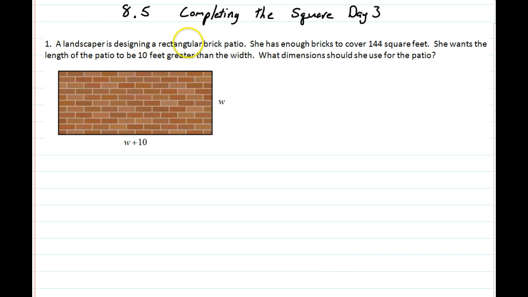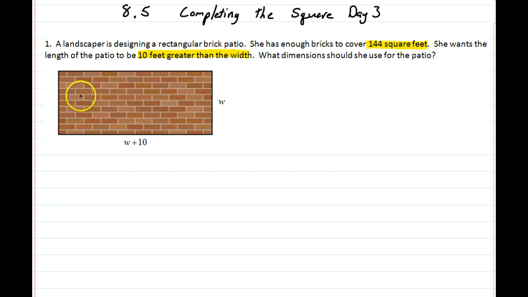Alright, so we're going to complete the square today, and we're just going to use word problems to set up the equation. It says, a landscaper is designing a rectangular brick patio. She has enough bricks to cover 144 square feet. She wants the length of the patio to be 10 feet greater than the width. What dimension should she use for the patio?